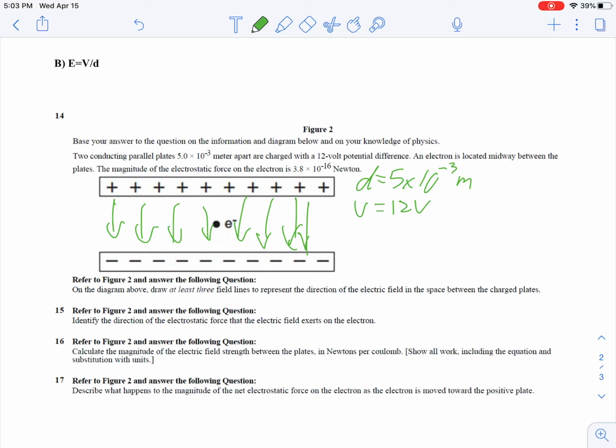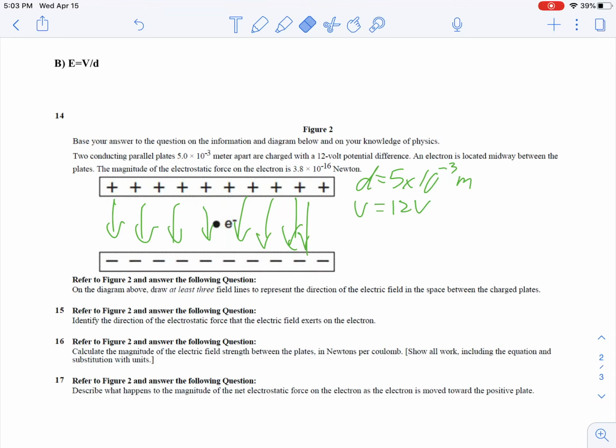Now, this one's a little bit different. The way we've done this before is we did electric field equals electrostatic force over charge. You're given the force in the question, and you're given the charge because it's an electron. How else could you do this question potentially? If you do it that way, you will get a good answer. But I want to talk about something else.